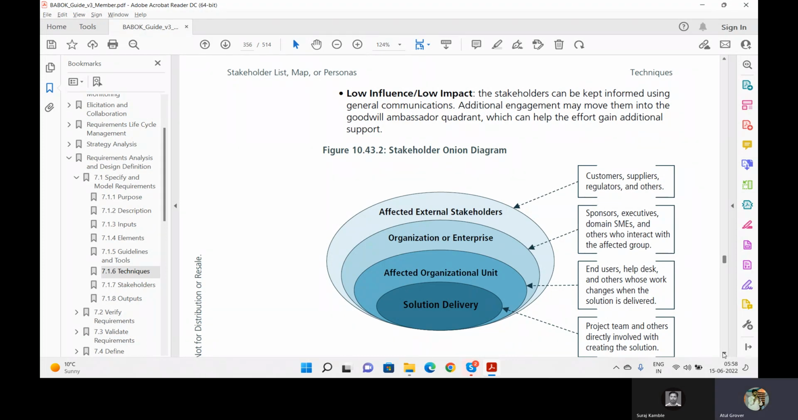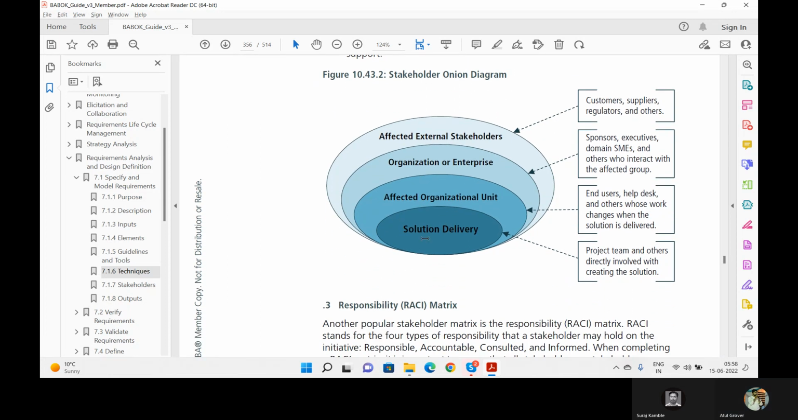Okay. The last type of stakeholder diagram which we have in our agenda is called the onion diagram. कि बॉस आपके चेंज का सबसे ज्यादा फर्क किस पे पड़ेगा? You can do here. Okay. You can see here that who is the solution delivery, who is the affected organization unit, enterprise and external customer. मतलब कि इसमें ये लोग तो आ ही जाते हैं ऑटोमेटिकली। ऑनियन कैसा होता है?